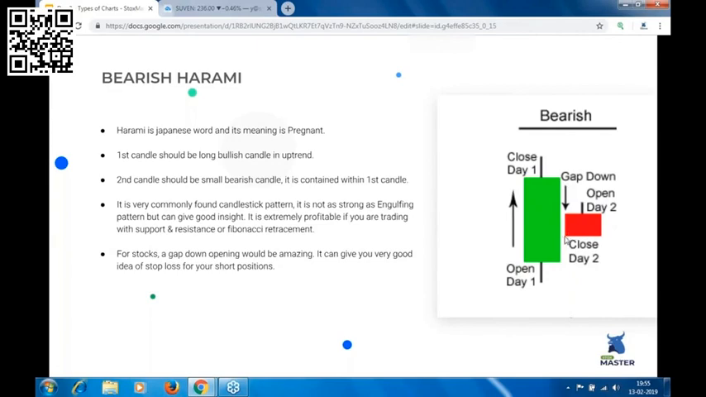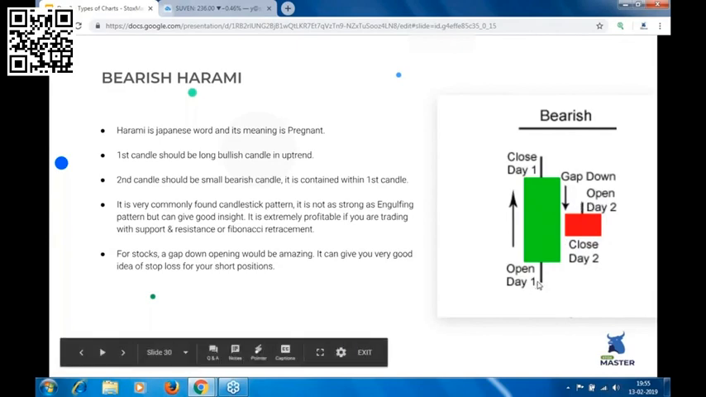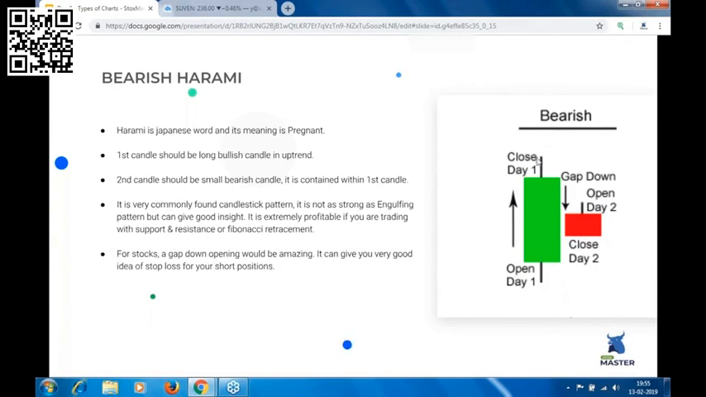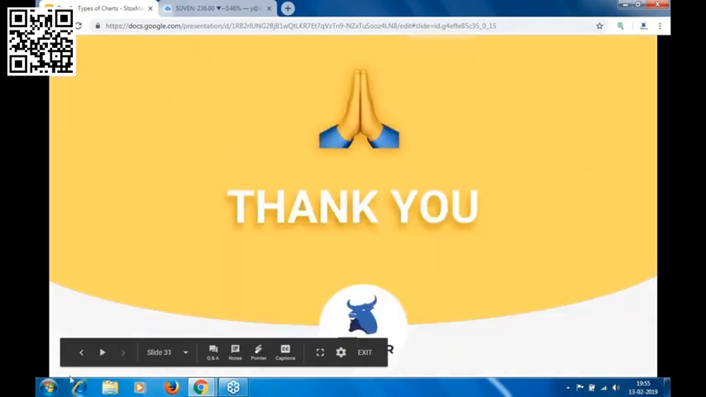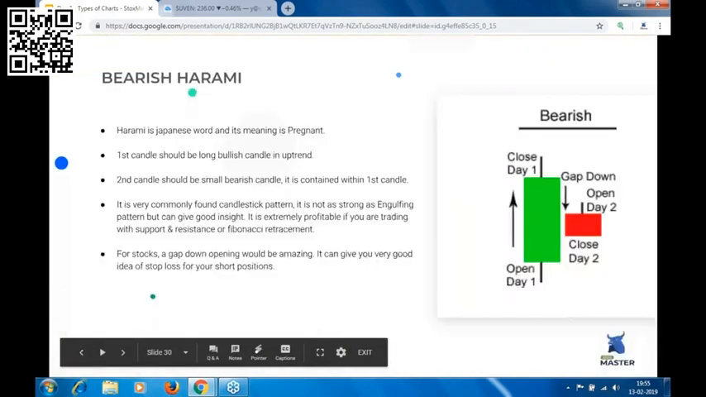Those who are a bit aggressive enter the trade when the low of this candle is broken, and they can keep their stop loss at this point. But those who are a bit conservative, those who want to play safe, enter when the low of the first candle is broken, keeping their stop loss at the high of this candle. Now let's see each of these candlestick patterns on a chart.